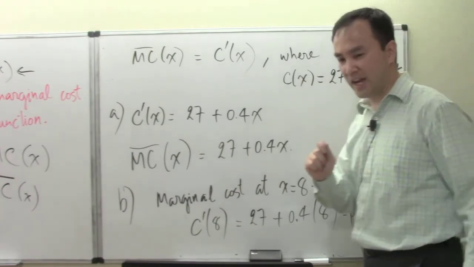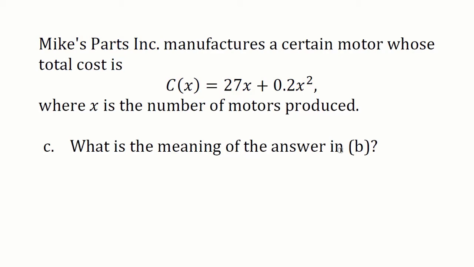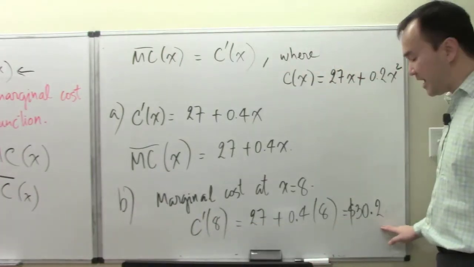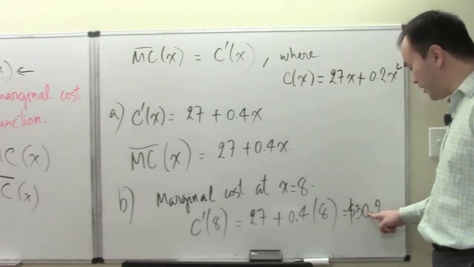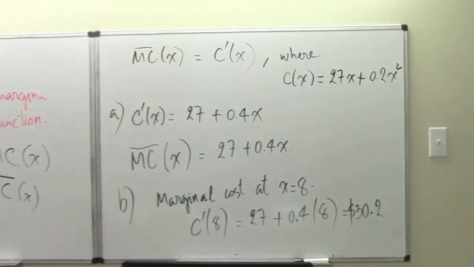Now be aware that in question C, we ask: what is the meaning of the answer in B? I want to make it as continuous as possible. This is asking for the actual in-word meaning of the answer we have just had. This answer, $30.02, I mean $30.20 actually, 30.2. Let me clear out my other board here.